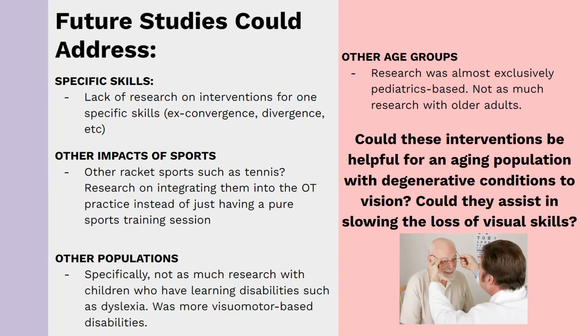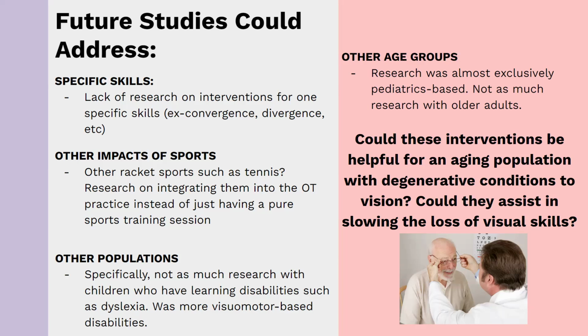Also, other age groups was something that was a big theme that was missing. Like I said before, it's mostly pediatrics-based research. There was not much research on visual perception interventions with older adults. I personally would like to see more interventions with this and more research. It's useful to see if these interventions could be helpful for an aging population with degenerative conditions to their vision.